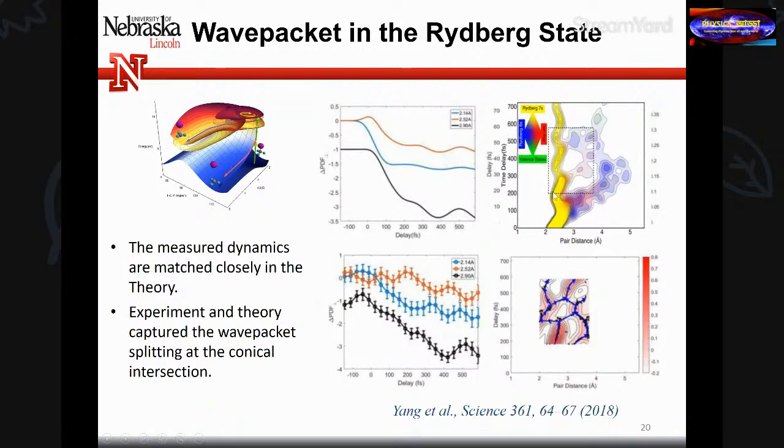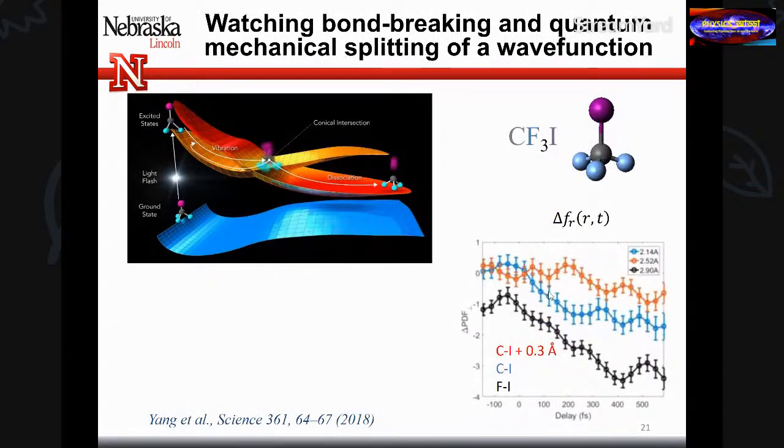Now in the experiment, the region that we can access is more limited, but you can see here clearly the splitting of the wave packet, and then the recombination of multiple splittings, which come back around 500 femtoseconds. So we get very good agreement between the experiment and the theory.